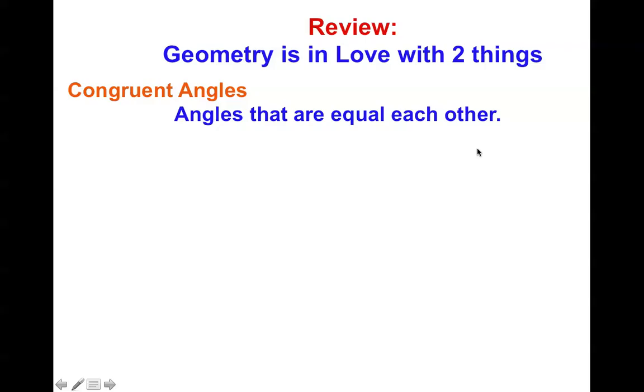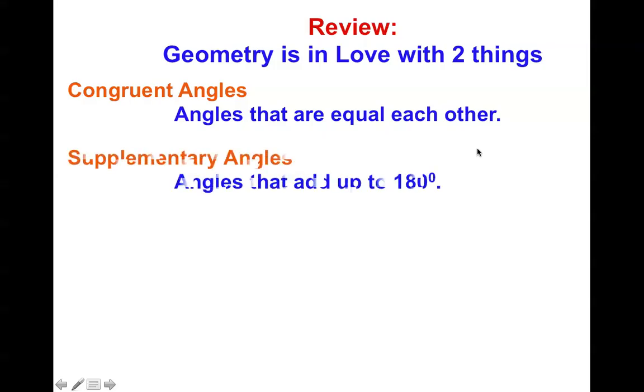So geometry, I've found, is in love with two things. First, it loves things that equal each other. It uses a fancy word for that, so we're going to be dealing with congruent angles in here a lot. Congruent angles are angles that equal each other. The second thing that geometry loves is things that add up to 180 degrees. Supplementary angles are angles that add up to 180 degrees.